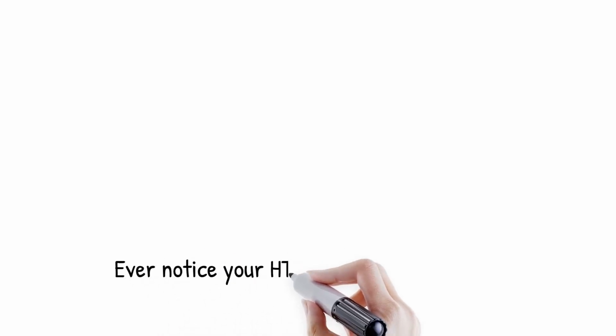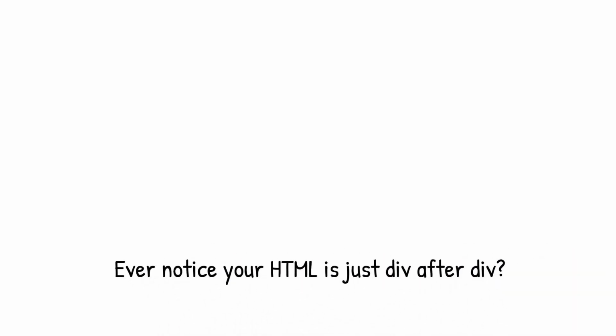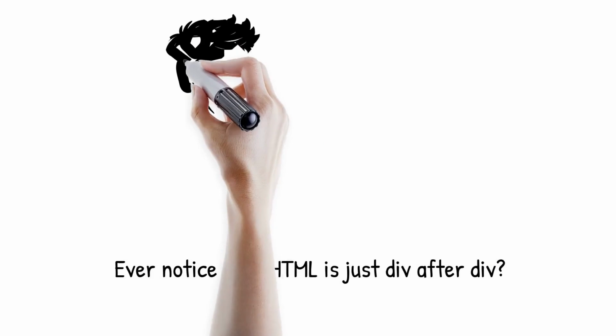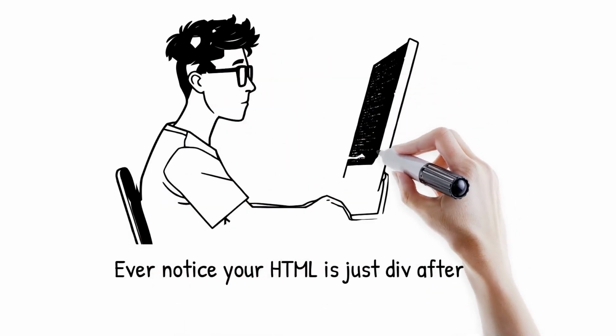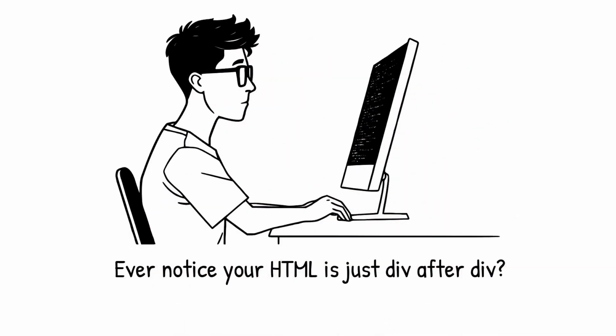Have you ever looked at your HTML and realized it's basically a bunch of divs, like div inside div inside div, and somehow it still works? But here's the problem. When everything is a div, your page becomes harder to understand for Google, for screen readers, and even for you later.